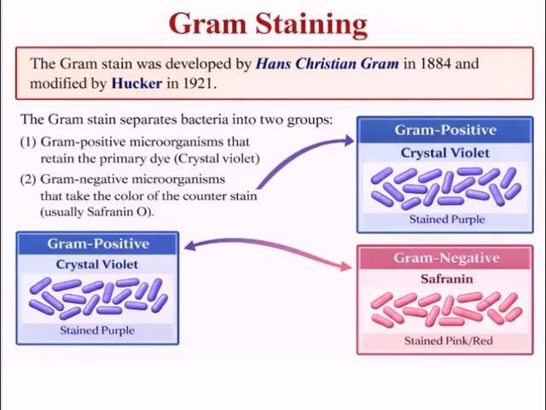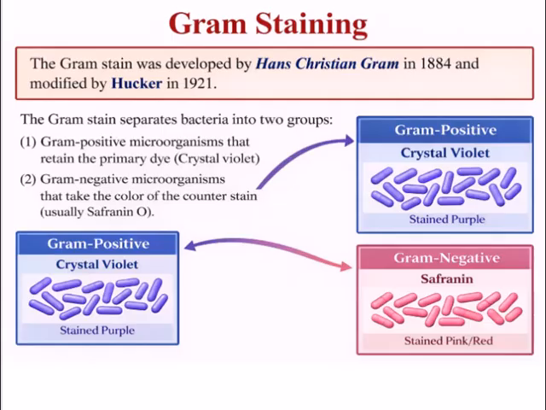The Gram stain technique was developed by Hans Christian Gram in 1884 and later modified by Hucker in 1921. It is one of the most important and routinely used methods in medical microbiology. The principle of Gram staining: it differentiates bacteria based on differences in the structure of their cell walls, particularly the thickness of the peptidoglycan layer, as we said before.